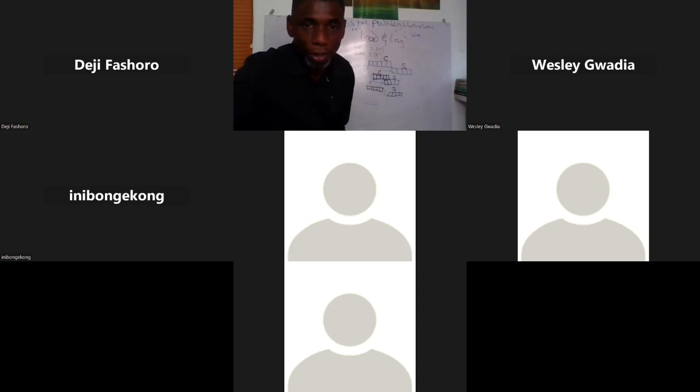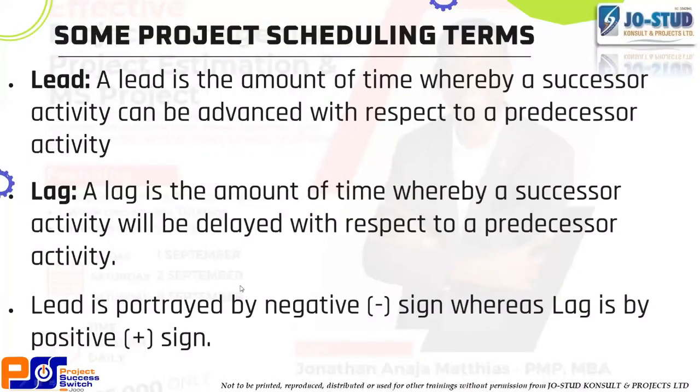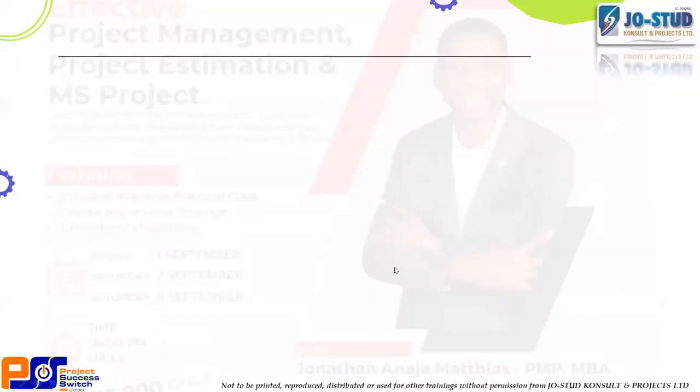So let me go a bit faster now. Don't worry, I'm a bit slow, but once I'm done with these terms and we grab it, I'm sure that teaching you MS Project will be easier for me. That's why I'm taking my time. So a lead is portrayed with a negative sign, whereas a lag is portrayed with a positive sign. So you can just make one or two notes, but I'll share the slide with you after the class.